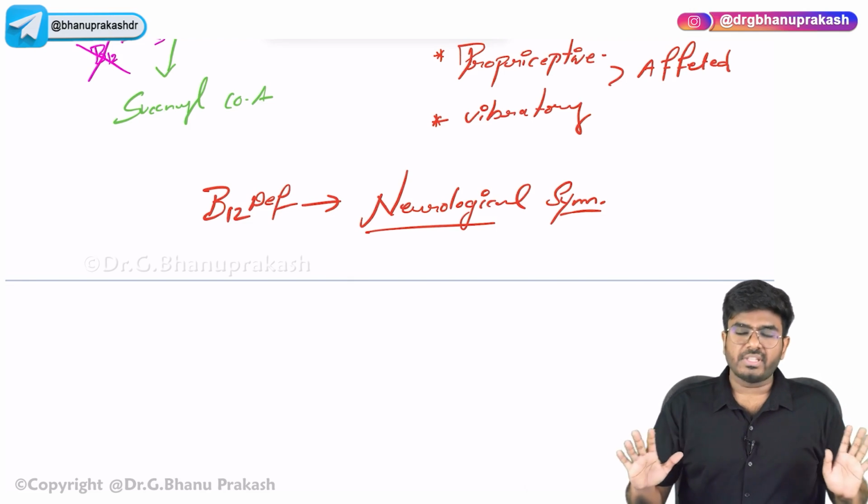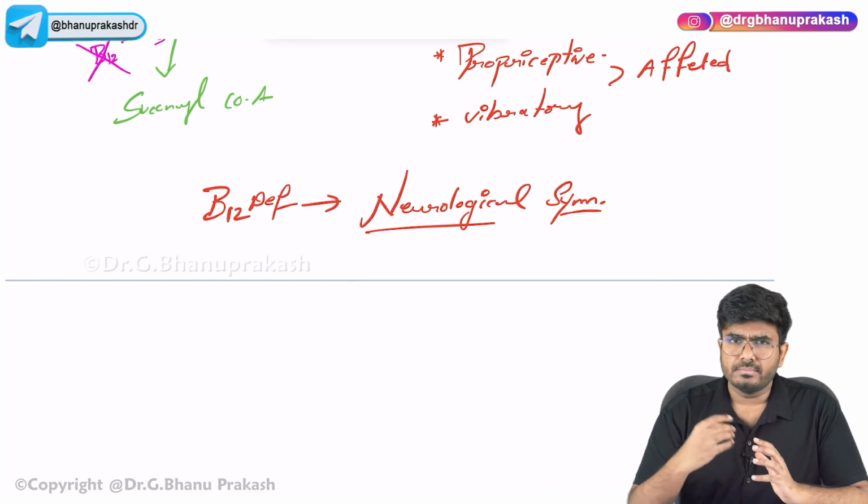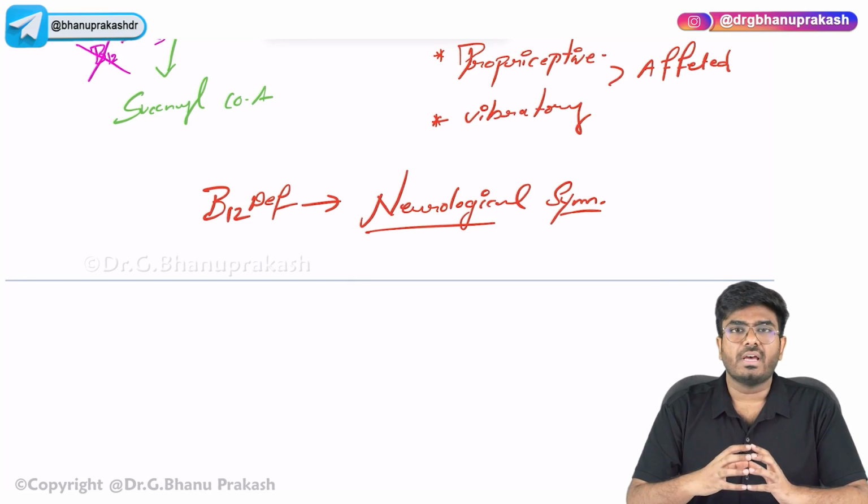So with this, macrocytic anemias are also completed. In the next video, we'll start with the normocytic anemias.